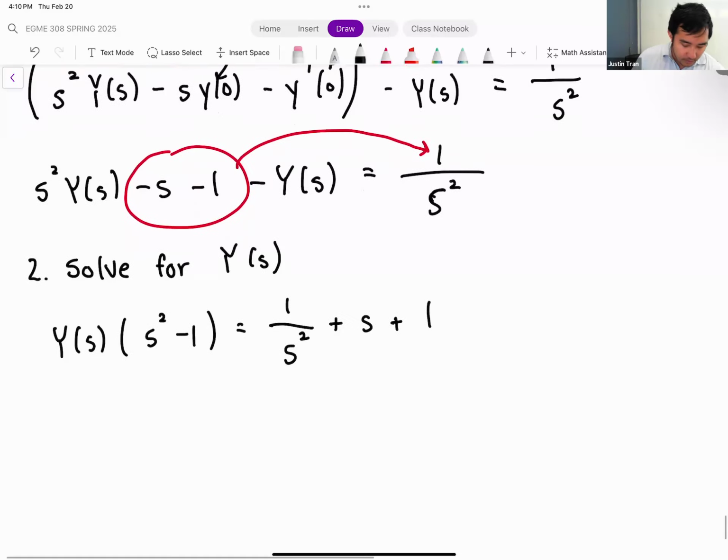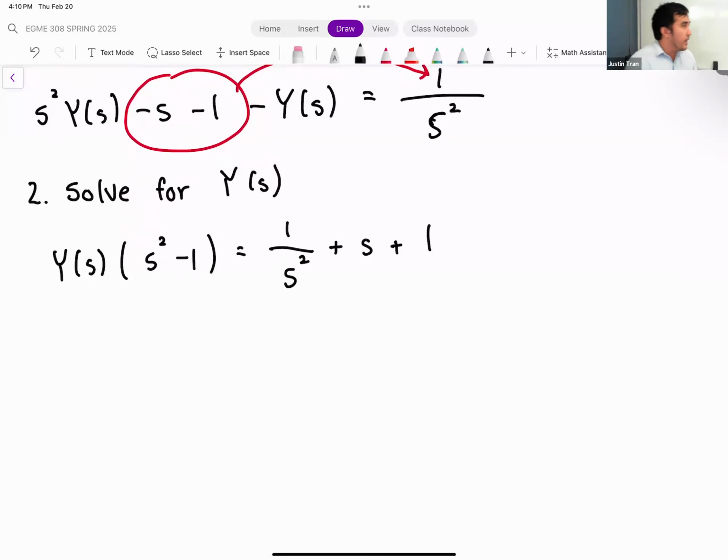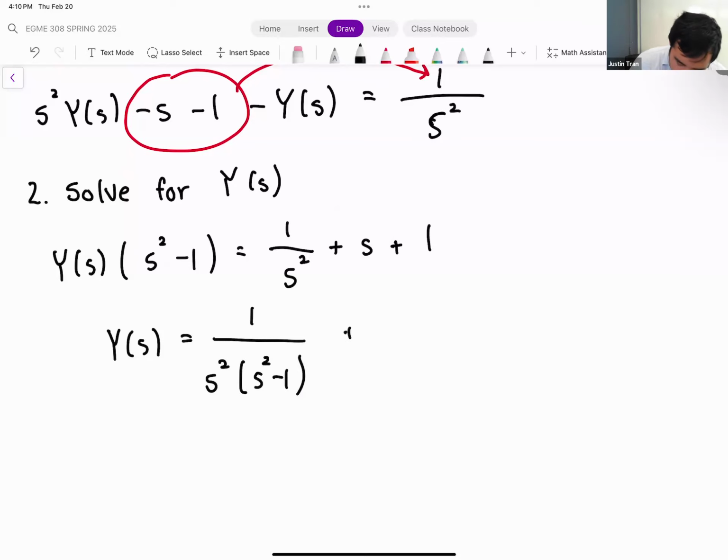Okay. And then let's go ahead and divide both sides by s squared minus 1, just so that we isolate the Y(s) on the left-hand side. Okay. And so we have Y(s) is equal to 1 over s squared times (s squared minus 1) plus (s plus 1) over (s squared minus 1). Okay. I'm going to group those last two together because, if you remember from last time, we're going to have something cancel out.